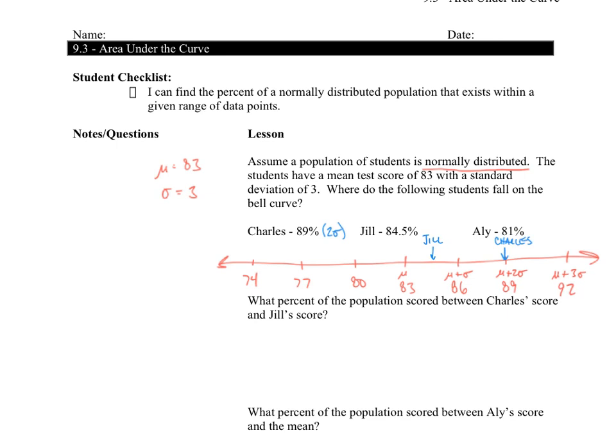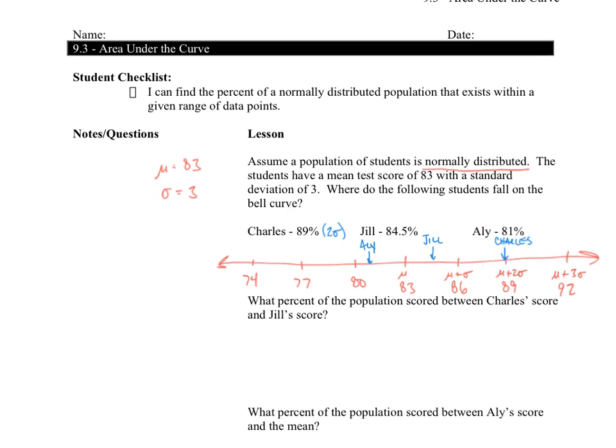So there are some tables that would show us that. Allie is really hard to figure out because Allie is not exactly halfway between -1 standard deviation and the mean. She's a third of the way there. So Allie is like here. And so now we run into some problems when we're asked questions like this. What percent of the population scored between Charles' score and Jill's score? This is not going to be easy to do. The empirical rule is not going to help me very much.